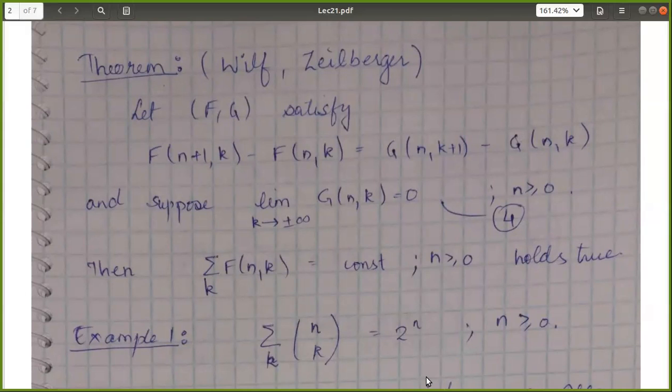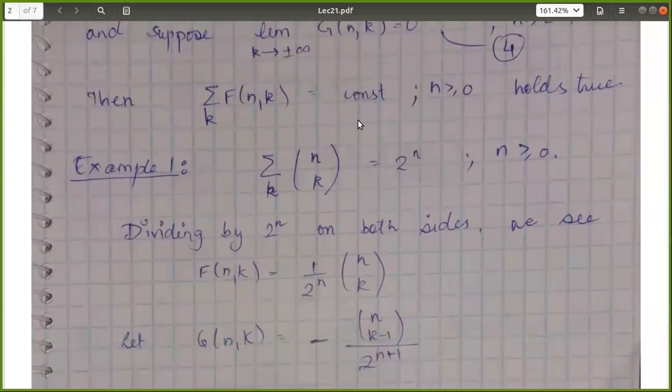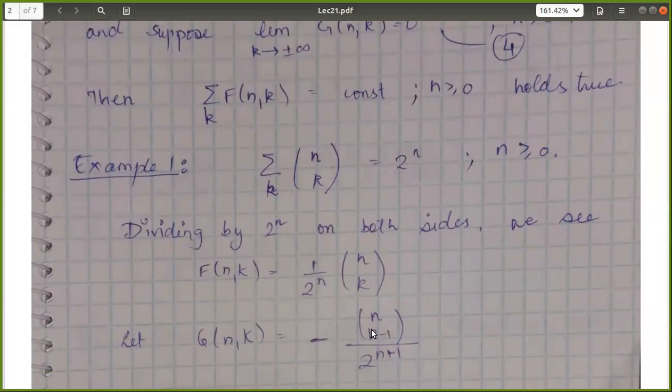Capital F of n,k will be n choose k divided by 2 to the power n. So to work this thing out, I would want a G of n,k. Let me just sneakily tell you that I am going to choose this particular function as my G of n,k. So this is small k. G of n,k is minus n choose k minus 1 divided by 2 raised to n plus 1.